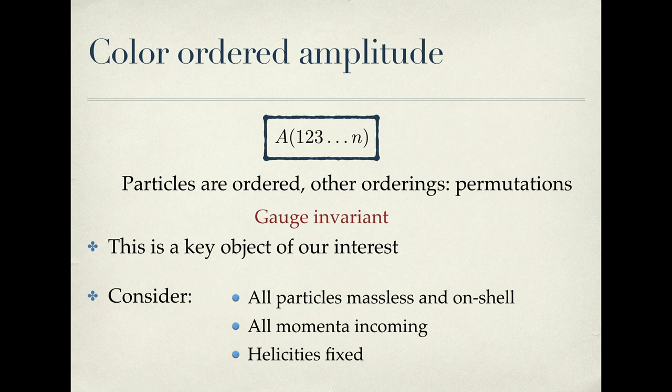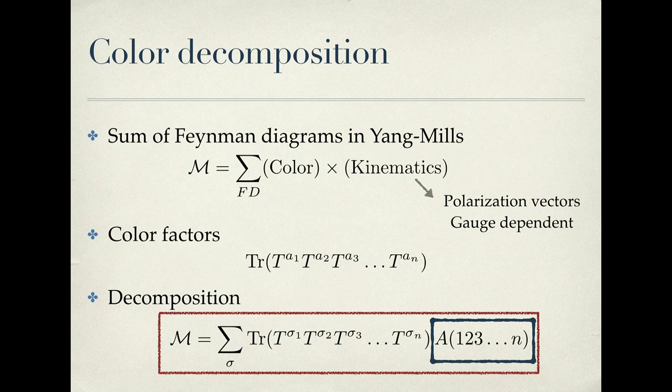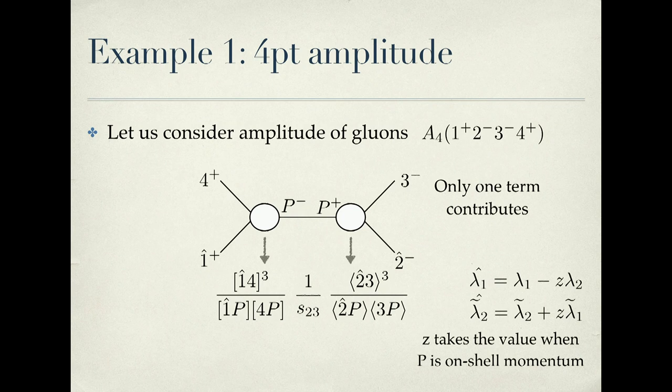If you want the complete amplitude, you first have to calculate that, multiply it by this trace, and sum over all permutations. That would be the full amplitude. Okay, but all we need is to calculate the amplitude for this one particular ordering. Then it's just a box. We put that one, multiply by the trace, sum over permutations, giving the complete answer. Okay. So now let's do the example.